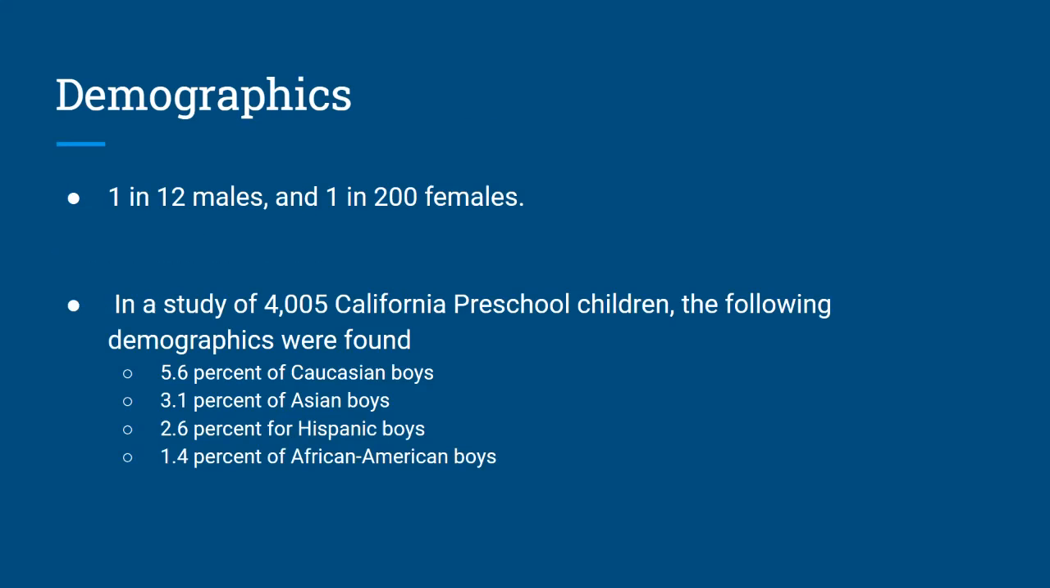Among populations with Northern European ancestry, it occurs in about 1 in 12 males and 1 in 200 females. Red color vision defects have a lower incidence in other demographics: 5.6% of Caucasian boys, 3.1% of Asian boys, 2.6% for Hispanic boys, and then 1.4% of African American boys.